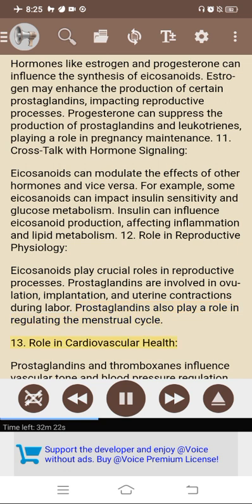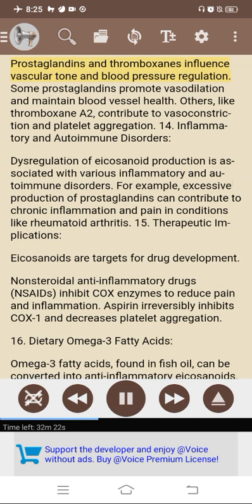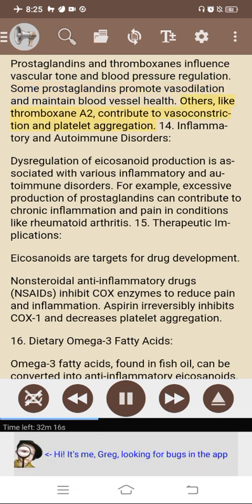13. Role in cardiovascular health. Prostaglandins and thromboxanes influence vascular tone and blood pressure regulation. Some prostaglandins promote vasodilation and maintain blood vessel health. Others, like thromboxane A2, contribute to vasoconstriction and platelet aggregation.